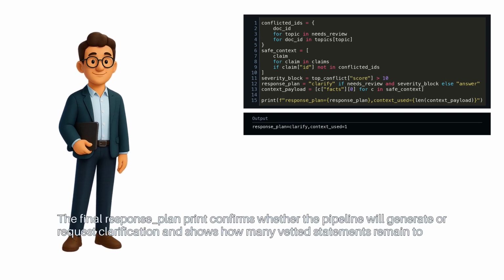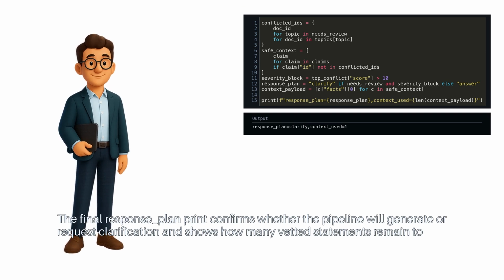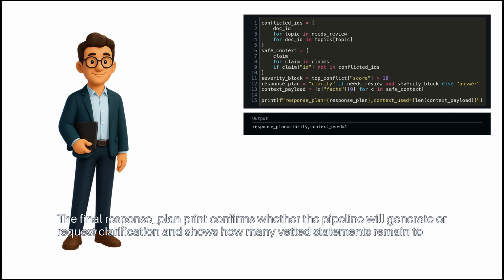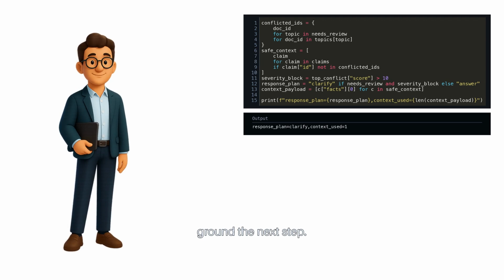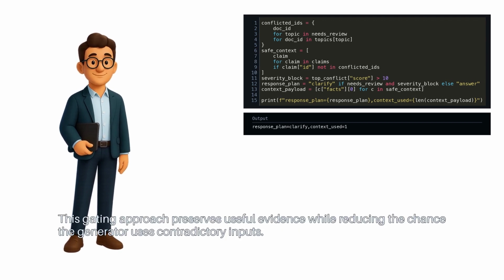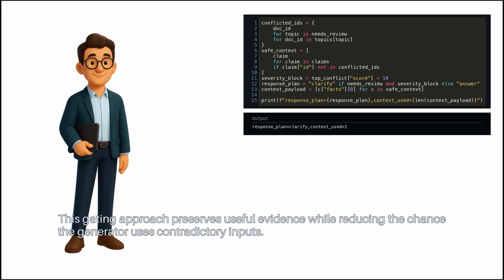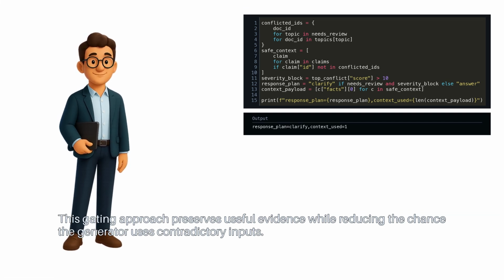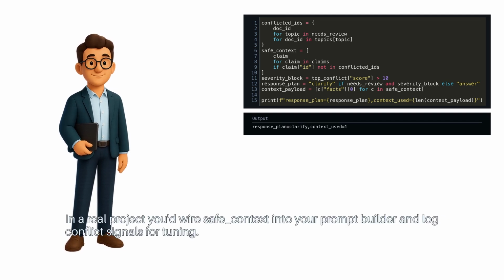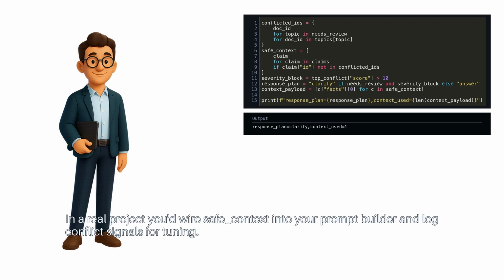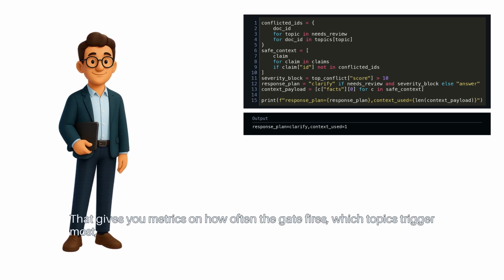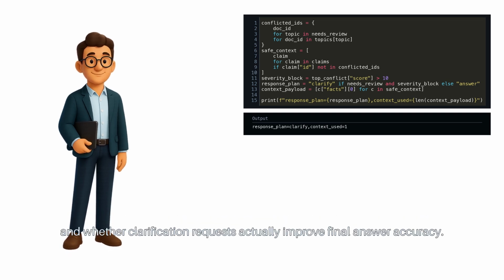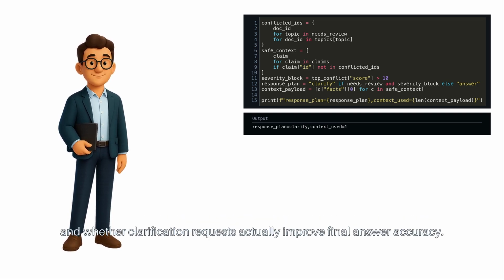The final response plan print confirms whether the pipeline will generate or request clarification and shows how many vetted statements remain to ground the next step. This gating approach preserves useful evidence while reducing the chance the generator uses contradictory inputs. In a real project, you'd wire safe context into your prompt builder and log conflict signals for tuning. That gives you metrics on how often the gate fires, which topics trigger most, and whether clarification requests actually improve final answer accuracy.